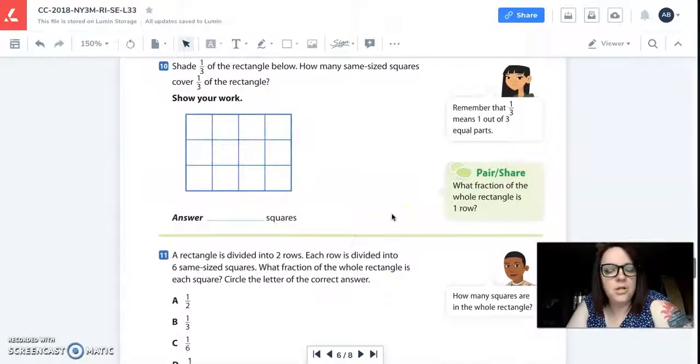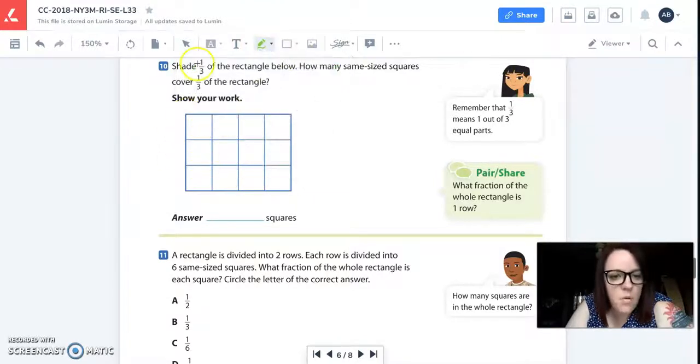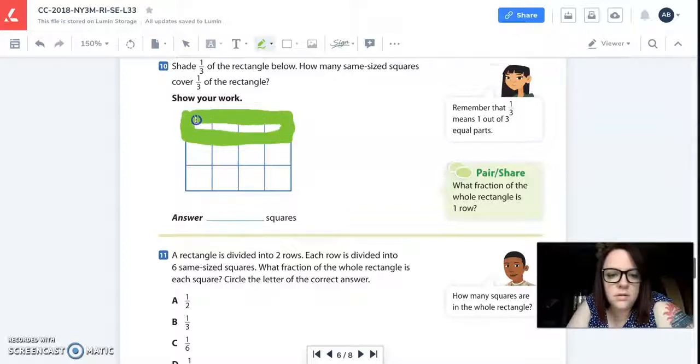All right. Shade 1/3 of the rectangle below. How many size squares covers 1/3 of the rectangle? Okay, let's see first. Shade 1/3 of the rectangle. I'm going to make this a little bit bigger so we can shade it. So it wants 1/3. So here's 1 row, 2 rows, 3 rows. So that must be the rows that we're doing. So we need to shade 1/3 of it. Here's 1/3. Perfect.